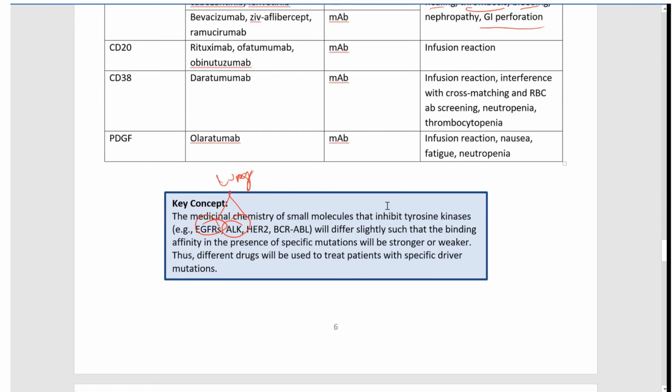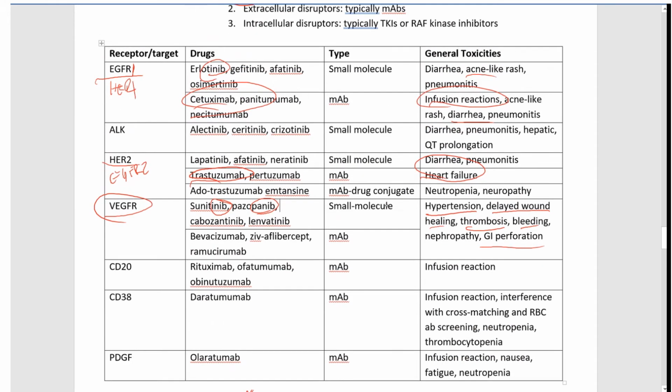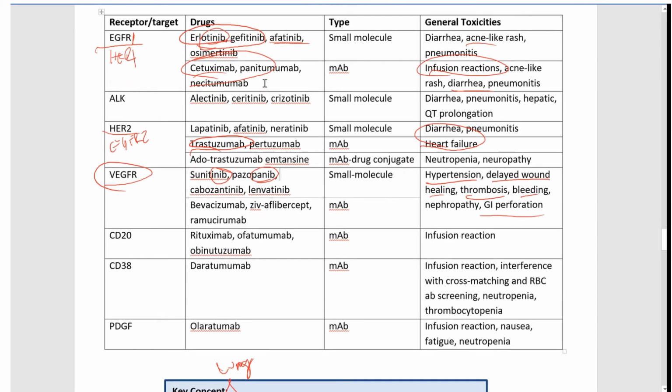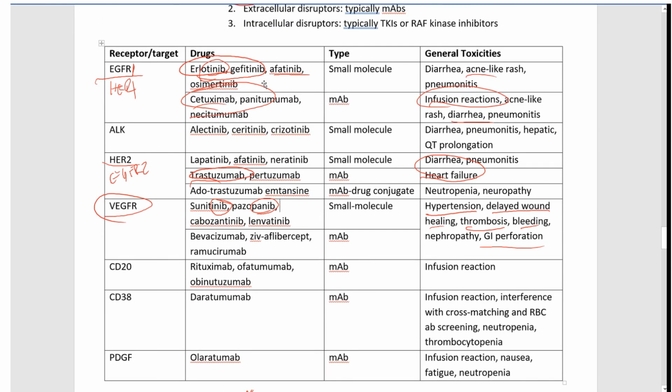So you have your first generation TKIs like erlotinib and gefitinib, which actually aren't so good at targeting some specific mutations to EGFR1 versus things like afatinib and osimertinib. Those would actually target a wider range of mutations that erlotinib and gefitinib wouldn't target.